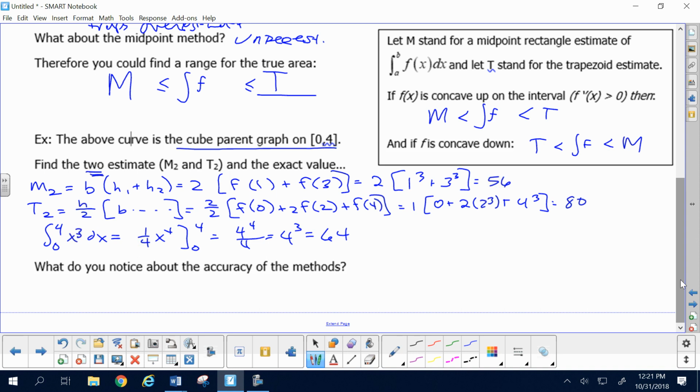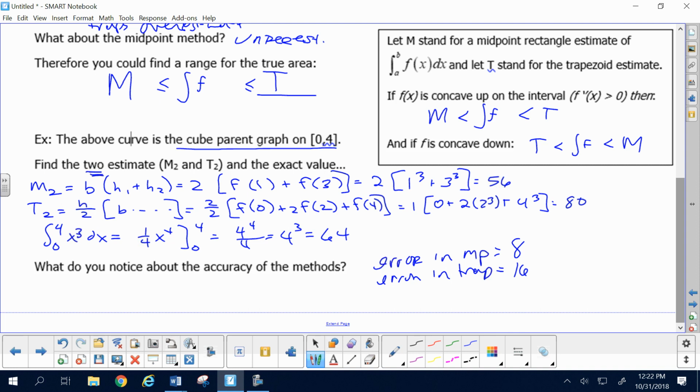How we doing? So excited. This is awesome. Okay, so what do you notice about the accuracy of the two methods? First of all, do you agree it verifies our over-under estimate conclusions, that midpoint was below the true and the trapezoids were above the true? Yes? Okay, what do you notice about which one's closer? Midpoint's closer in this one. How much error in the midpoint? 8. How much error in the trapezoid? 24. No, it's 16.